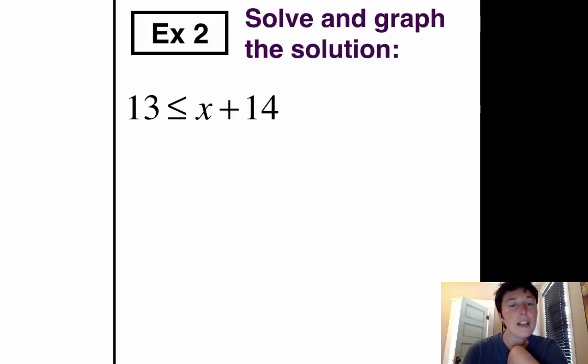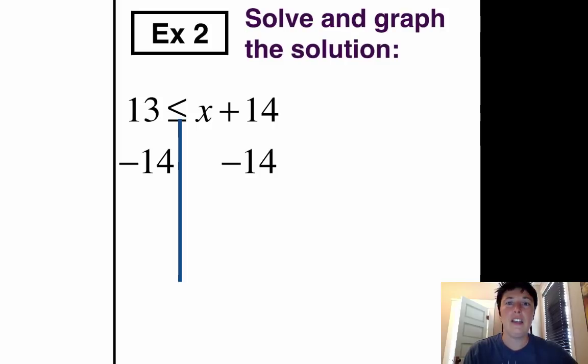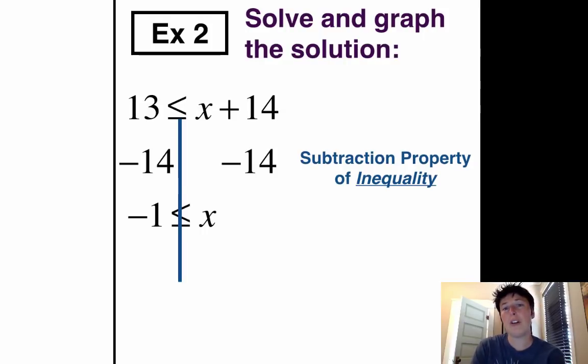We're going to solve for x by isolating it. So we're going to get x all by itself. This time we got to get rid of the 14. So it looks like we need to take the 14 away. Now if we want to get fancy with our properties, we're subtracting from both sides. So this is the subtraction property of inequality instead of the addition. We're subtracting equally from both sides. We're going to take that 14 away, and it's going to wipe out, and x is going to be all by itself. And we're going to have negative 1. 13 take away 14 is negative 1.